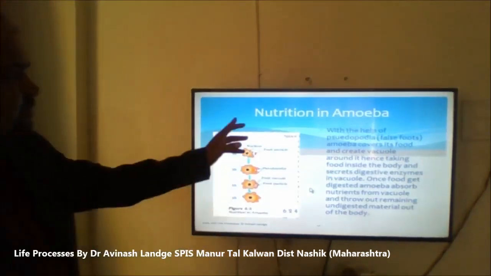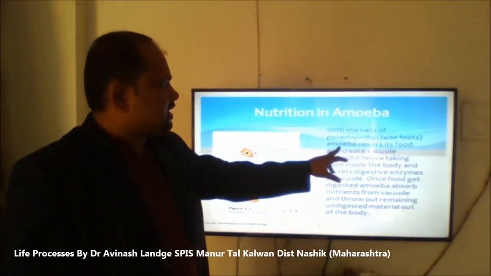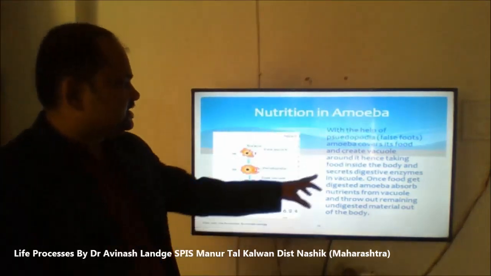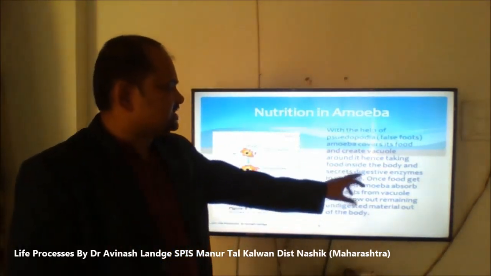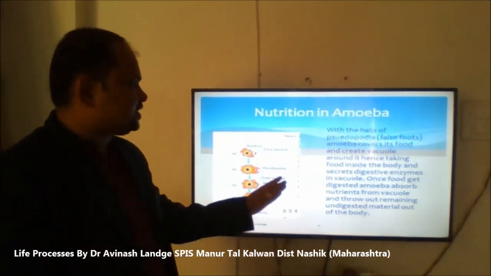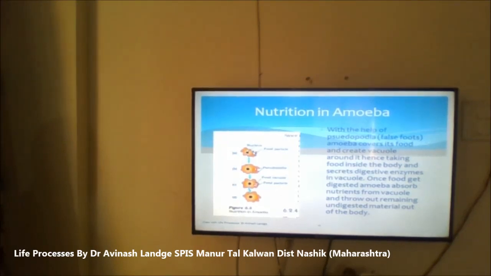Nutrition in amoeba takes place with the help of pseudopodia, that is false feet. Amoeba covers its food and creates a vacuole around it, hence taking food inside the body, and secretes digestive enzymes in the vacuole. Once the food gets digested, amoeba absorbs nutrients from the vacuole and throws the remaining undigested material out of the body. You can see here these are called pseudopodia.